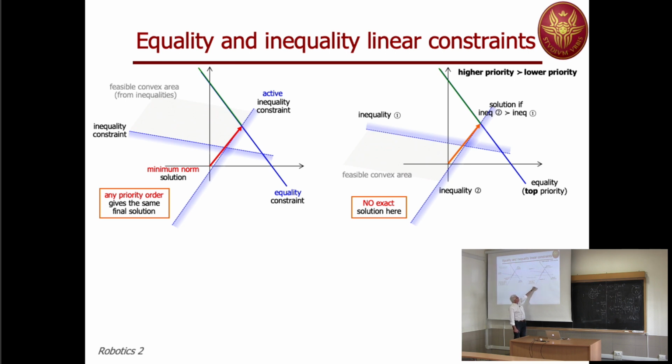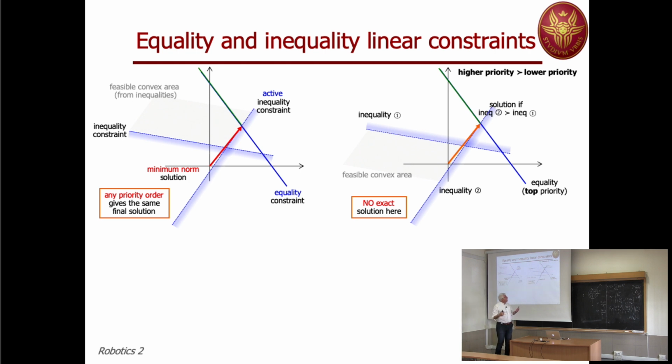So the solution that you will get will be the one given by the red arrow, which stays on the line because this is the top priority constraint, satisfies inequality 2 because this is more important than inequality 1, and of course violates inequality 1, but it violates it in the least possible way. So in this case, the slack variable of inequality 1 will be the distance between that solution and the closest point on the frontier of this inequality.